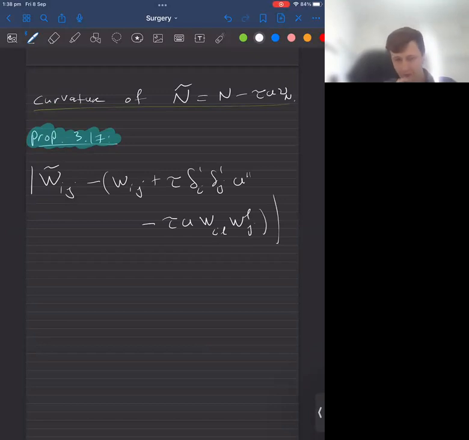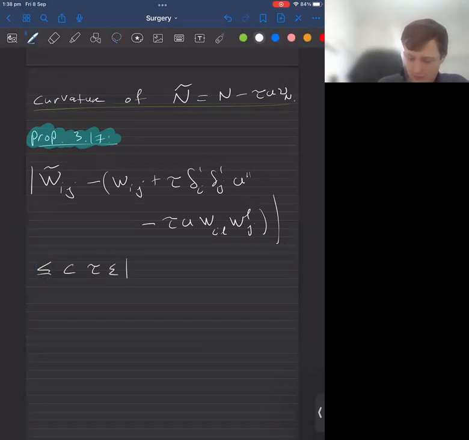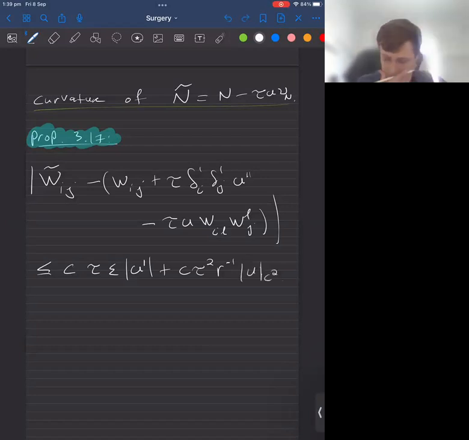If we look at that difference, this is bounded in a very controlled way. So we've got c tau epsilon u prime plus c tau squared. The tau squared is very important, r to the minus 1, and then you have the c2 norm of u. Okay, and so if u is chosen smart enough, you can control the second fundamental form.